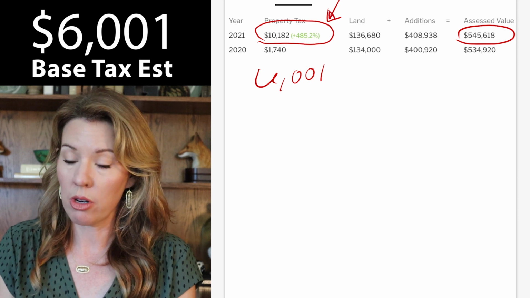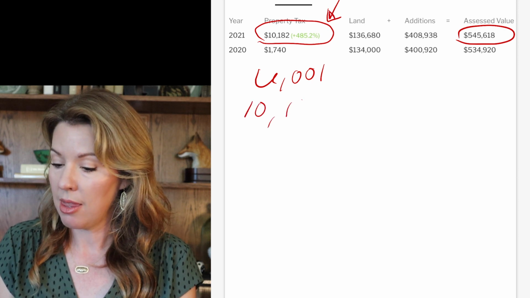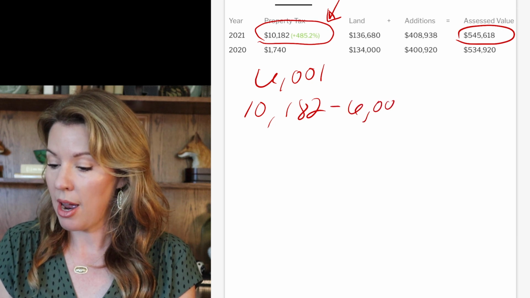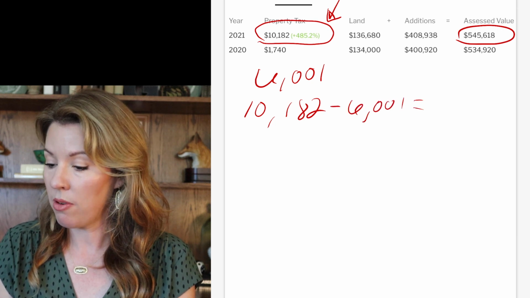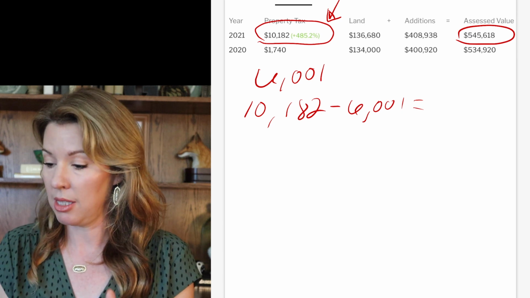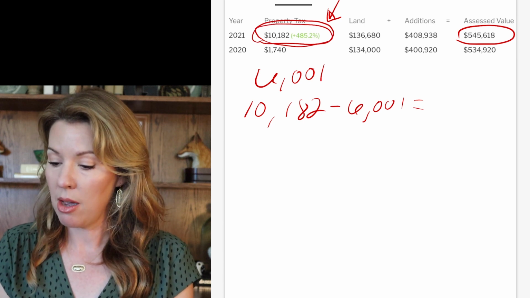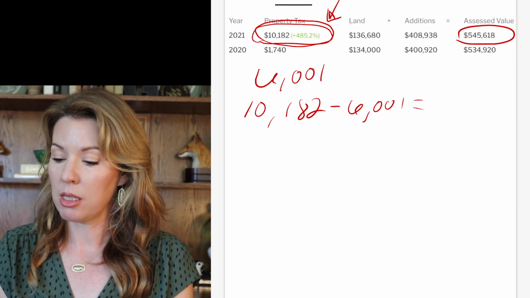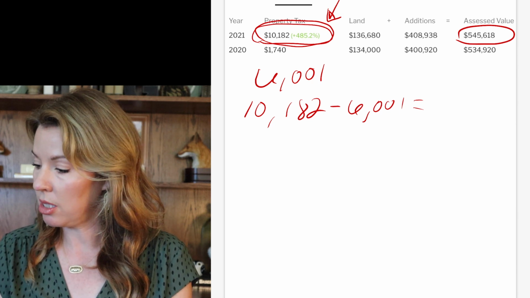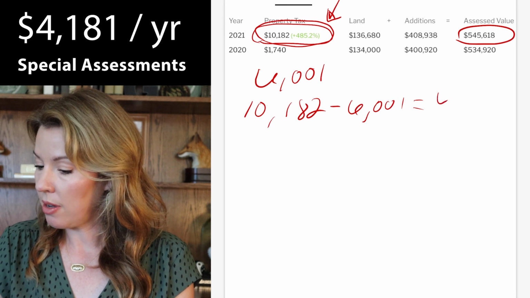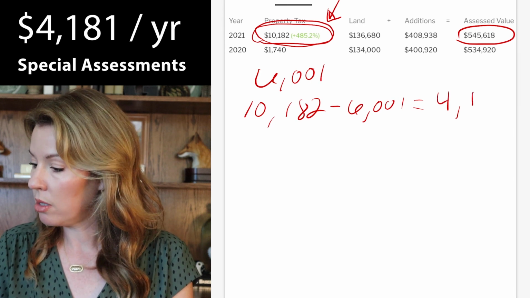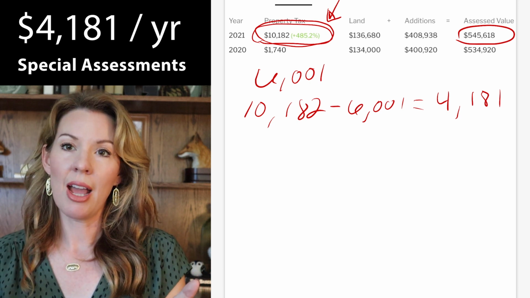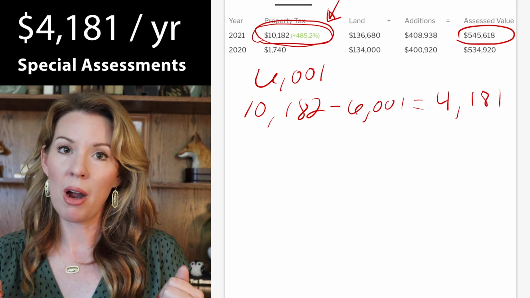Now that we have our base tax rate approximate calculation, we are now going to be looking at what the current owners are paying, which is $10,182. We are going to subtract $6,001 from it, and that's how we're going to come up with our special assessments amount. Because this amount here is including their special assessments, so we're taking away the approximate base rate amount to get our special assessments, which I have calculated at $4,181.